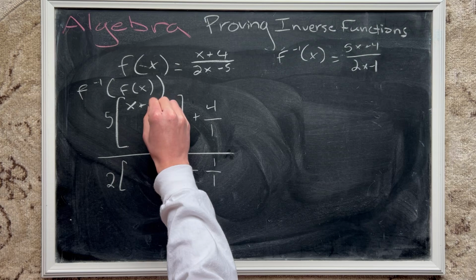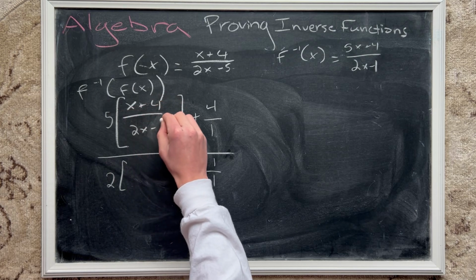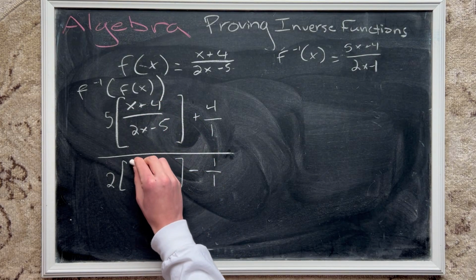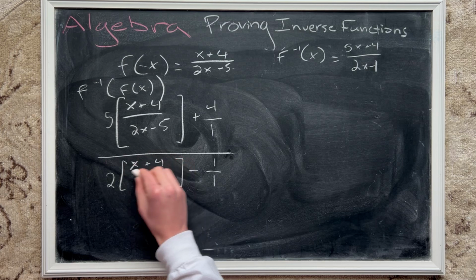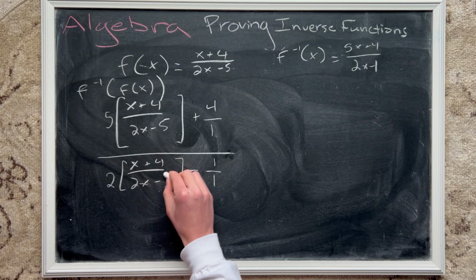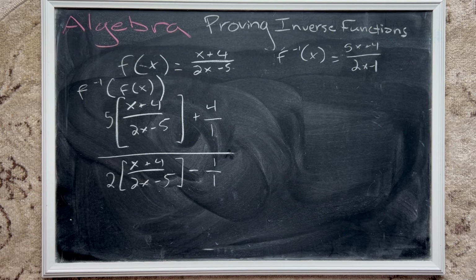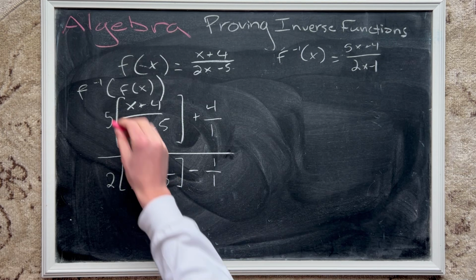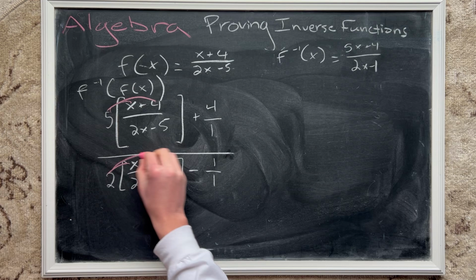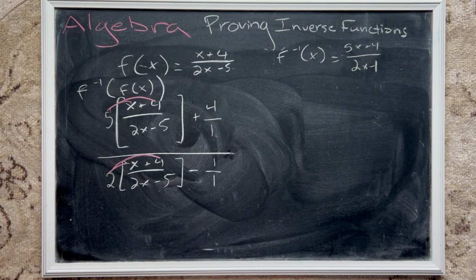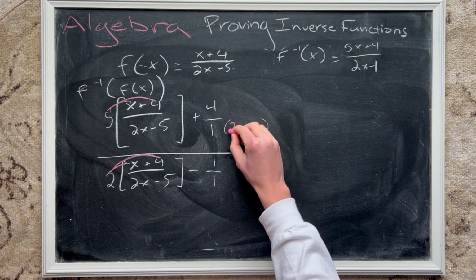x plus 4 over 2x minus 5. And then 5x, or x plus 4 over 2x minus 5. And then we can once again distribute. And then we'll also do the common denominator again, but this time it'll be 2x minus 5.